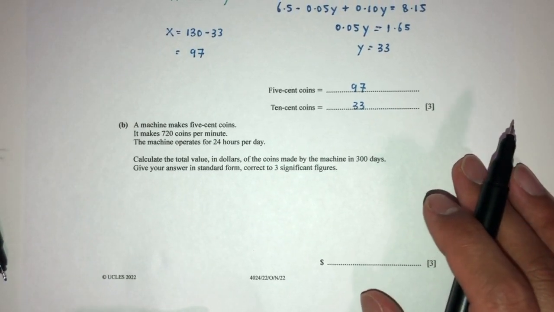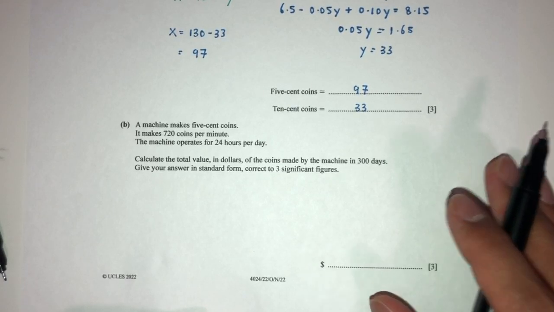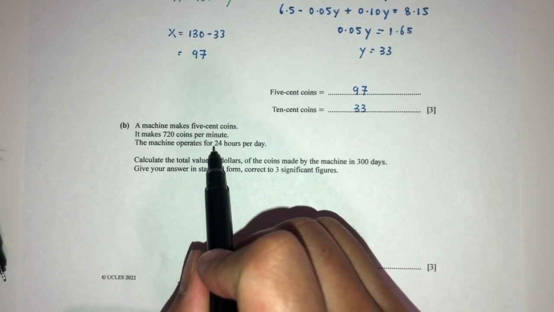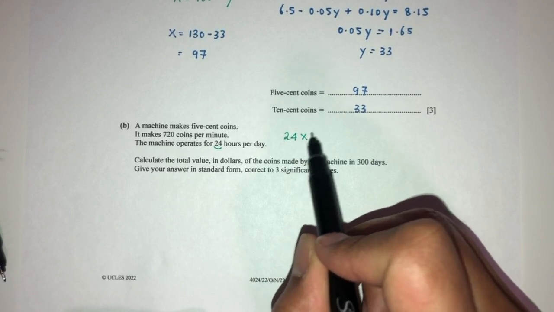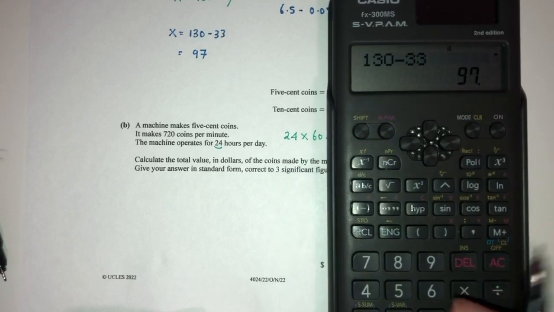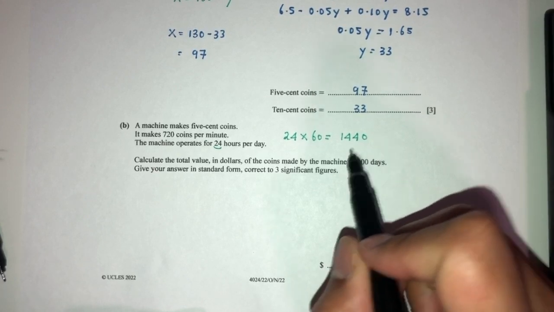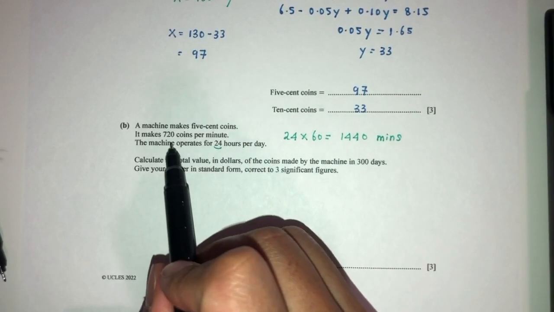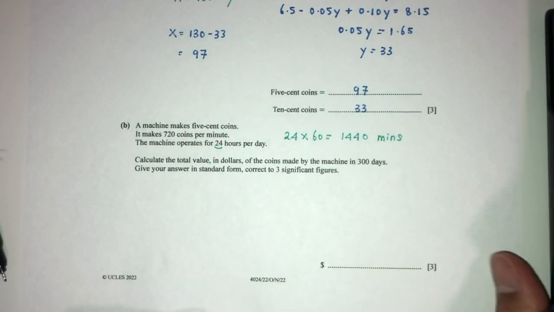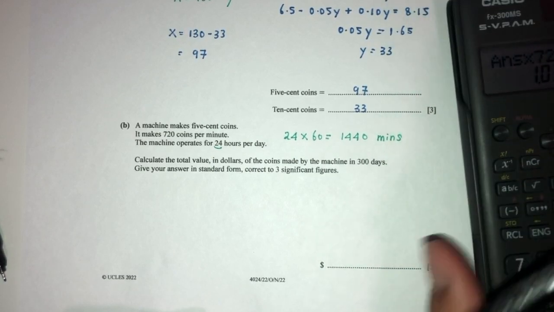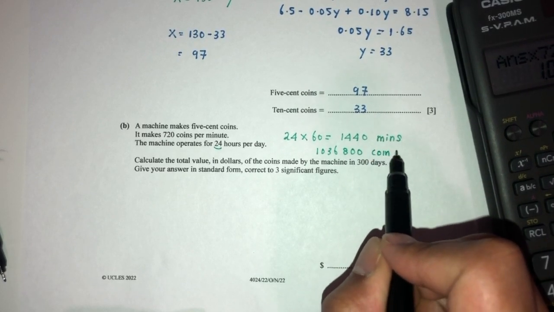Now for part B, a machine makes 5-cent coins. It makes 720 coins per minute. The machine operates 24 hours per day. So 24 hours per day, and 1 hour is 60 minutes. So we times 60. That will be how many minutes per day? That will be 1,440 minutes per day. Now it makes 720 coins per 1 minute. Now in this many minutes, how many coins do you make? So pretty easy, times 720. You will make 1,036,800 coins in a day.